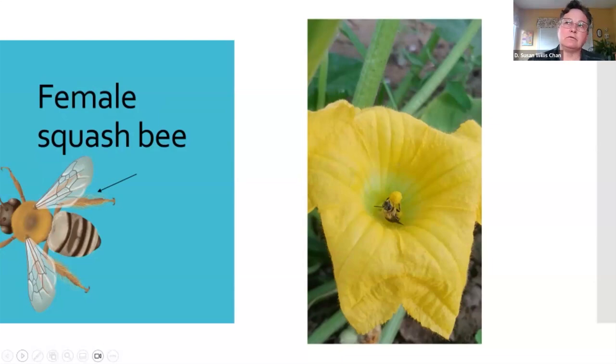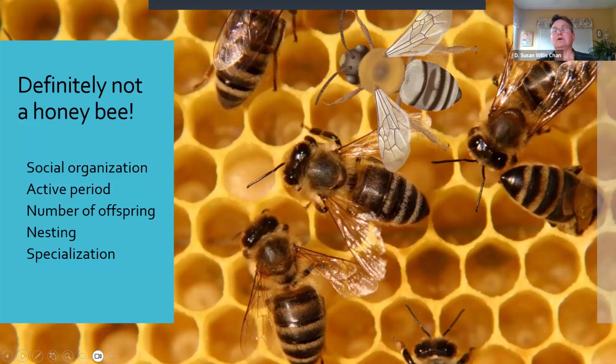So just remember, when you're looking for squash bees, you either find them with pollen pants, like their back legs are full of pollen, or they just have hairy back legs. Squash bees are definitely not honeybees. They're not like honeybees in most ways. The only thing that they have in common is they both drink nectar and they both collect pollen.